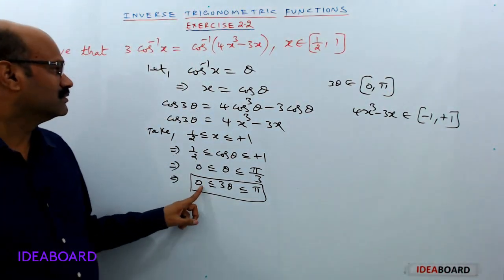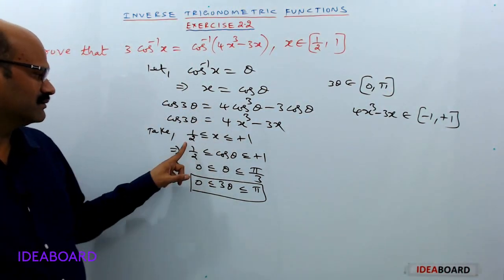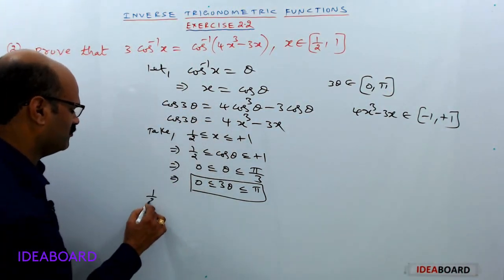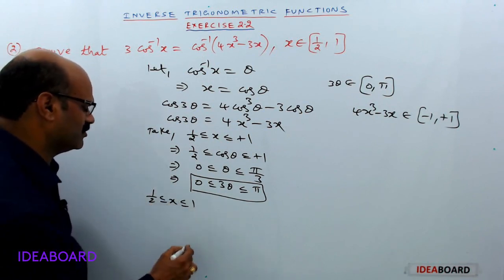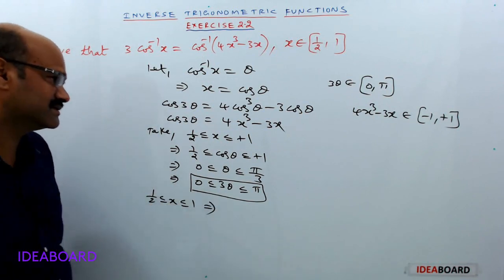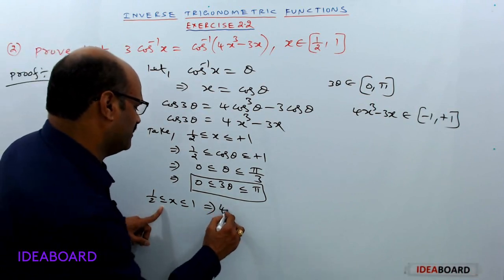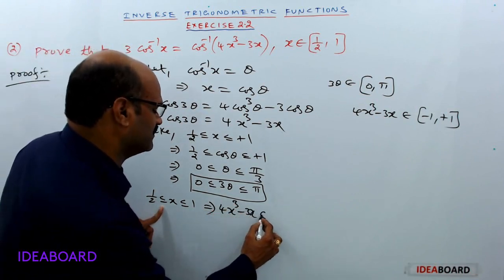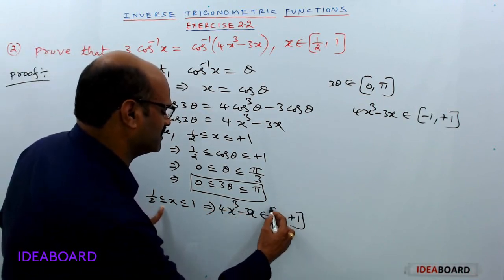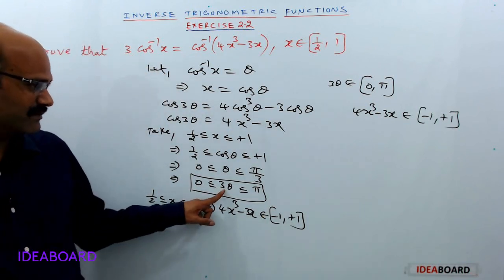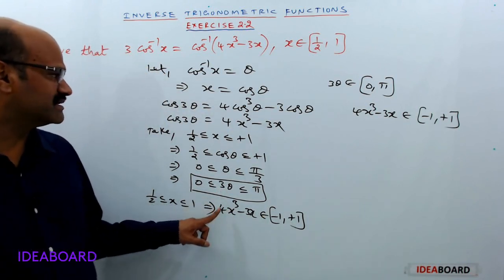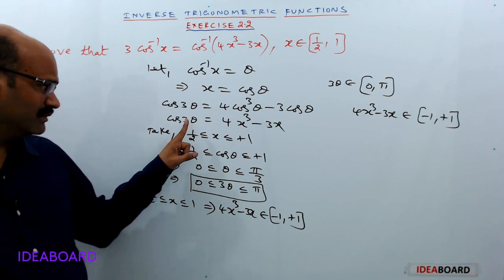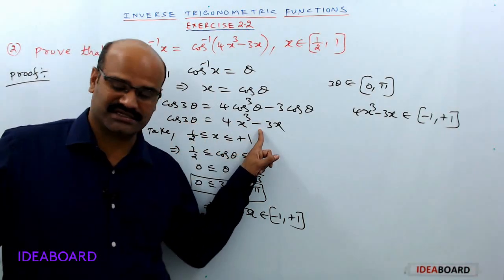Now whenever 1 by 2 less than or equal to x less than or equal to 1, it implies, we say that 4x cube minus 3x belongs to the closed interval minus 1 to plus 1. So from these two conditions, we say that inverse of this function exists.